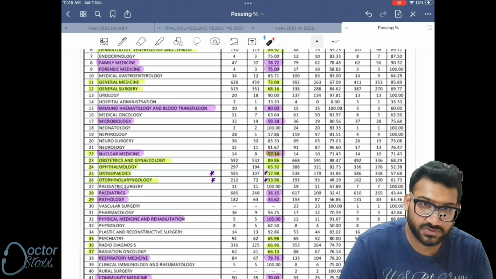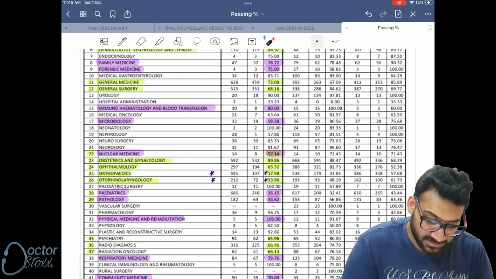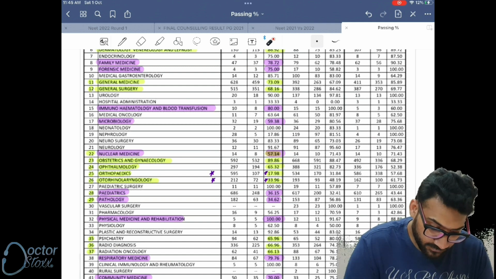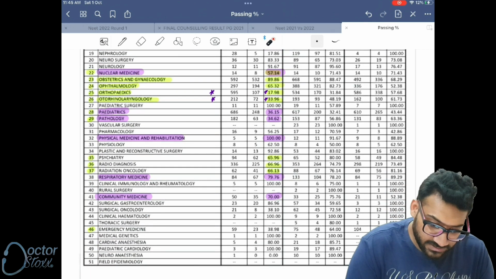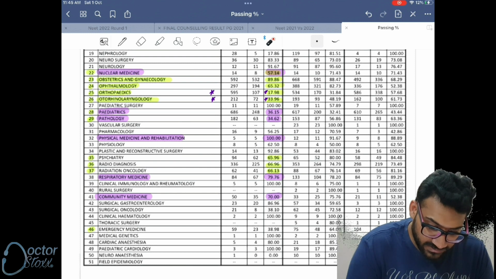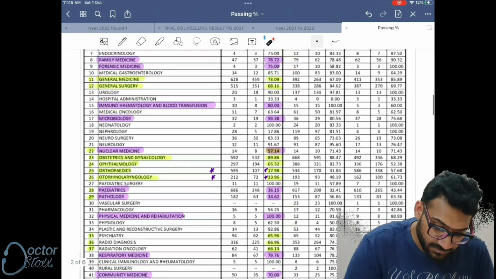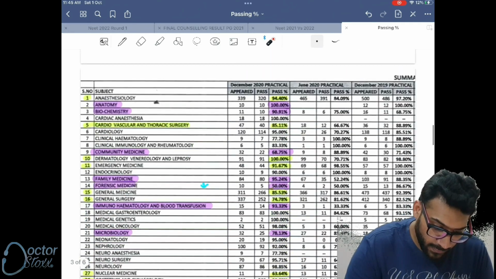So you have to be careful before choosing pediatrics and pathology, as passing percentages are less in theory. In physical medicine and rehabilitation it is 100%, and in respiratory medicine it is 80%, and in community medicine it is 70%. So let's compare it with the practical examinations.